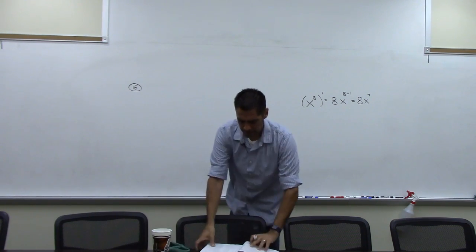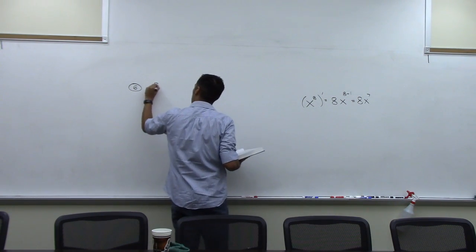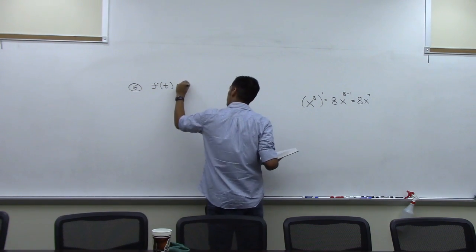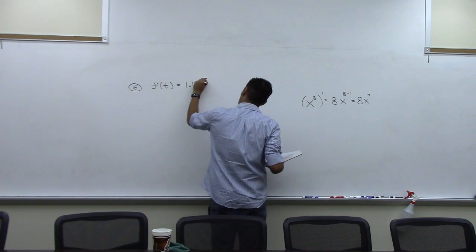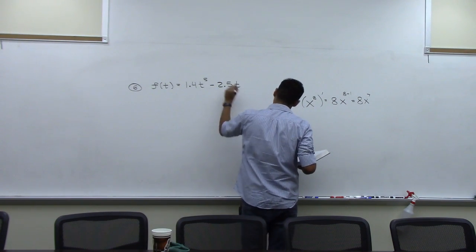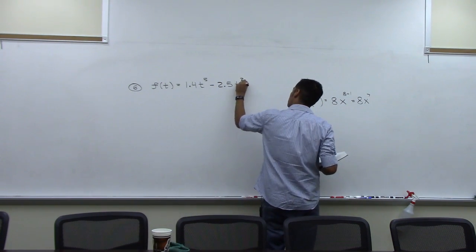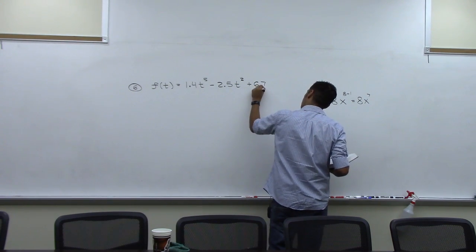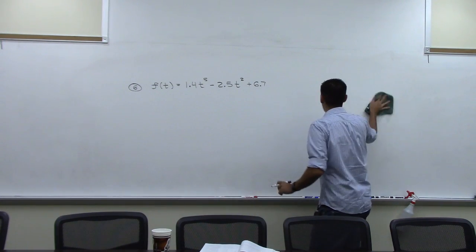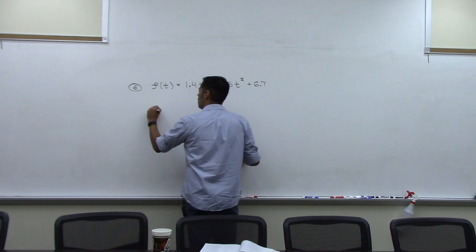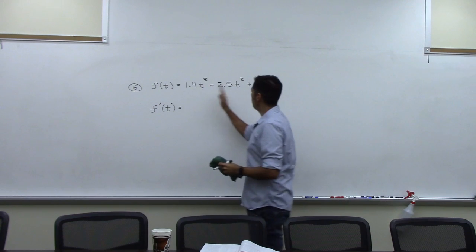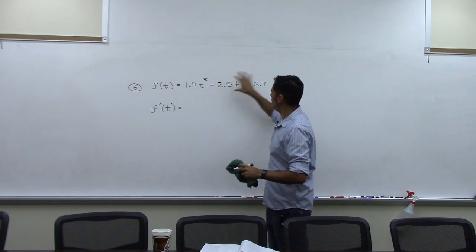Okay, f of t equals 1.4 t to the fifth minus 2.5 t to the second plus 6.7. We're asked to differentiate the function. So we're going to try to find the derivative using the shortcuts. All right, so I have 1, 2, 3 terms. I can differentiate each one separately.